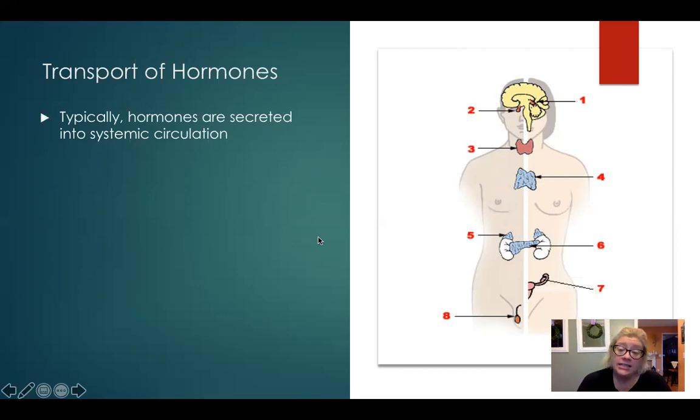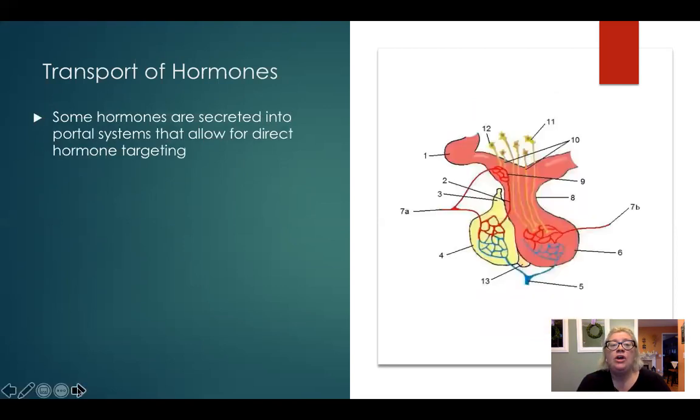Now, there is a case where there are these special, direct routes that we find in the circulatory system called a portal system. This is an image of the pituitary gland. I know you guys probably say, oh, those are testicles. No, they're not. It's the pituitary gland. The pituitary gland is found in the brain. It's made up of two parts, the anterior pituitary gland and the posterior pituitary gland, and it is connected directly to the hypothalamus, which is another portion of the brain.